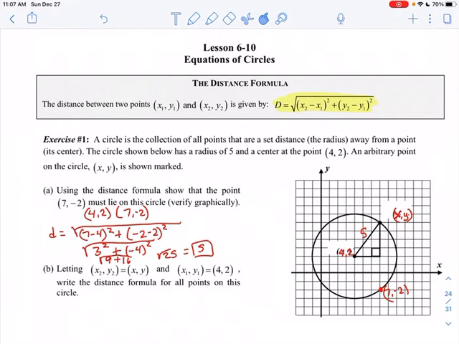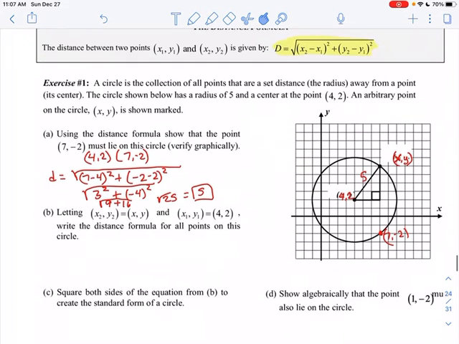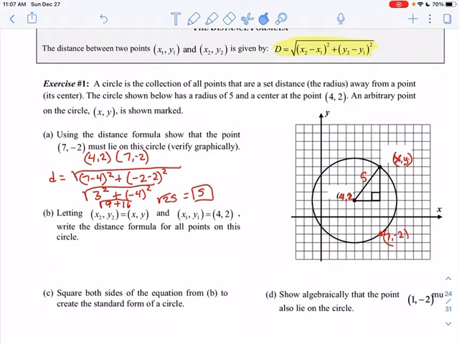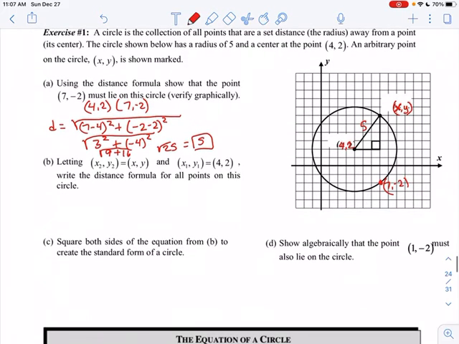All right, so letting x2, y2 equal x, y and x1, y1 equal 4, 2, let's write the distance formula for all points on this circle. My distance is just going to be, I'm subtracting the x's, x minus 4 squared, and then I'm subtracting the y's, y minus 2 squared, equals 5, because any point should have a radius of 5.